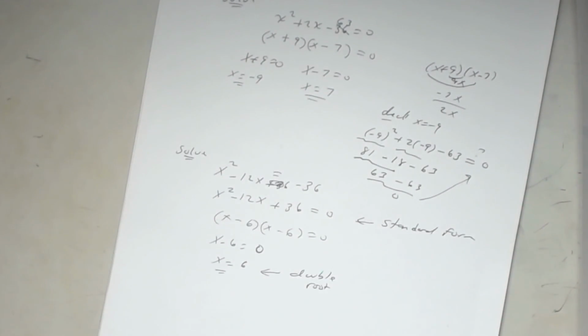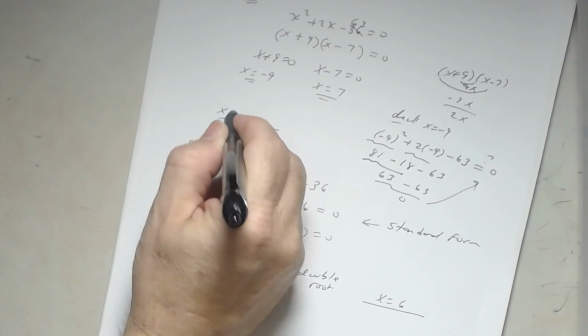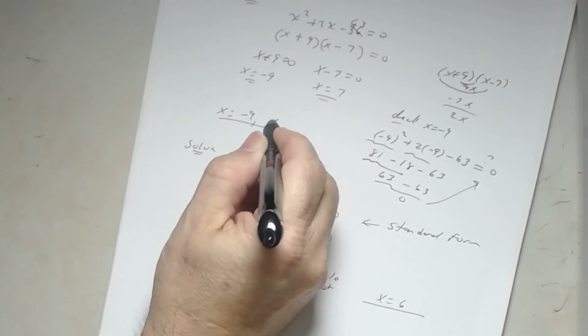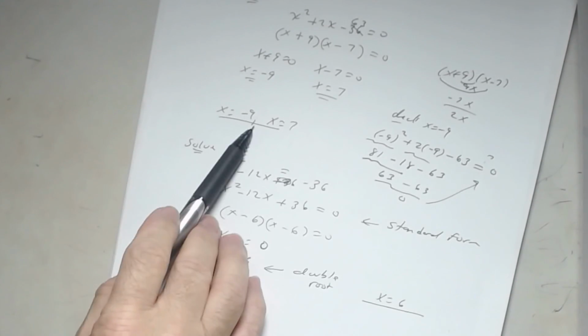Root meaning solution. But in the answer on the blank, you would just say x equals 6. Here you'd say x equals negative 9, comma, x equals 7. Just go ahead and write on the blank, x equals negative 9, x equals 7.